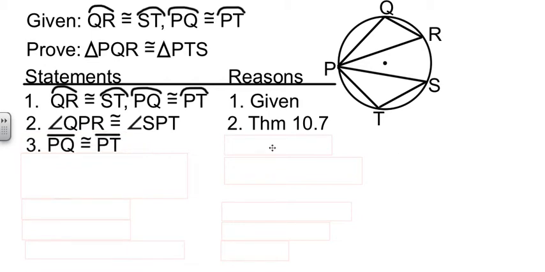Now we can say for sure that PQ is congruent to PT because arc PQ is equal to arc PT. That was a theorem from last time, 10.5. If the arcs are congruent, then their chords are congruent.